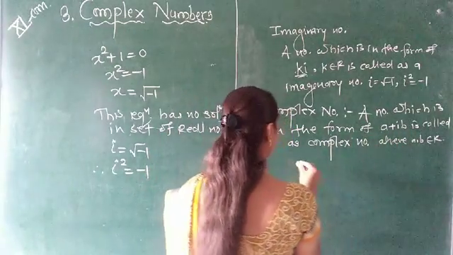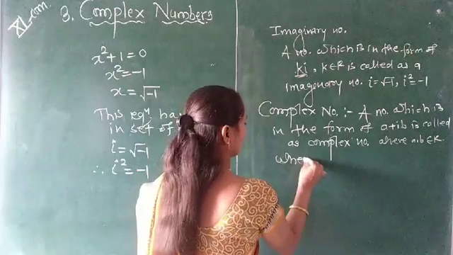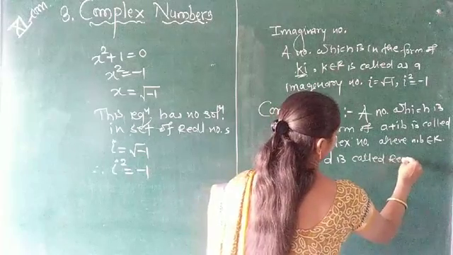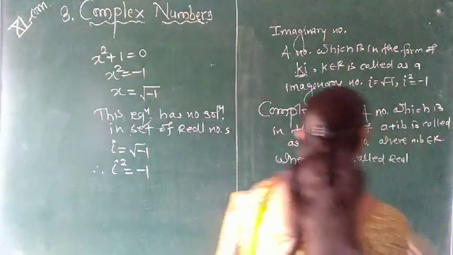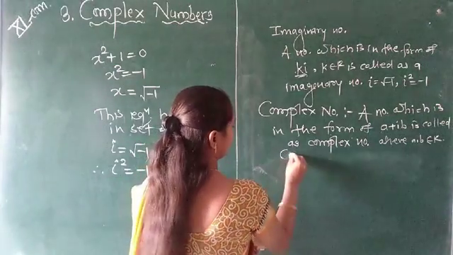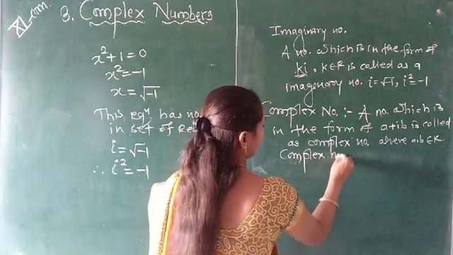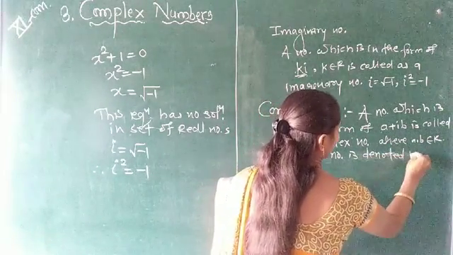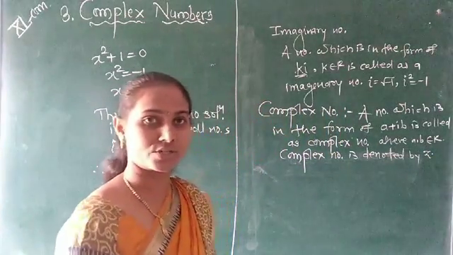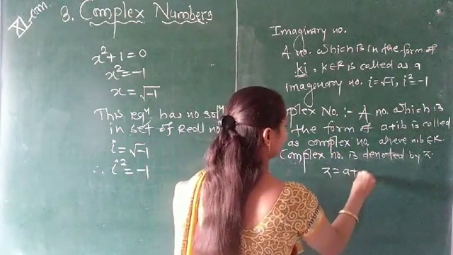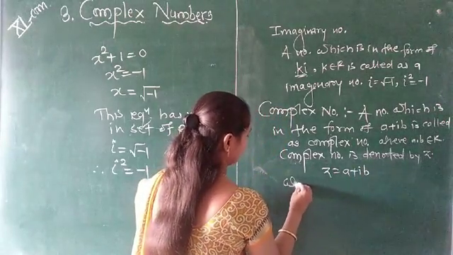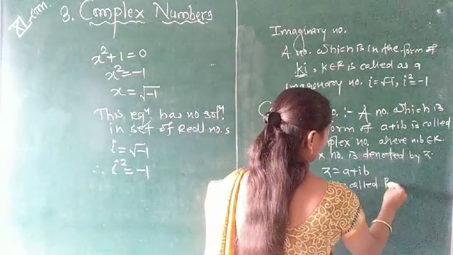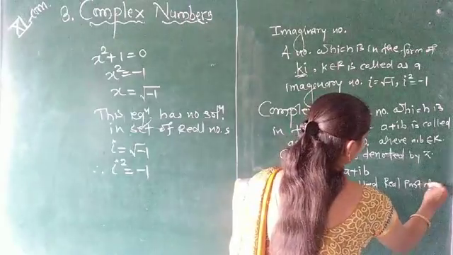The number which is in the form of a plus ib, and the complex number is denoted by small z. Remember the notation of complex number, which is denoted by z. Hence z is equal to a plus ib, where a is called the real part of z.